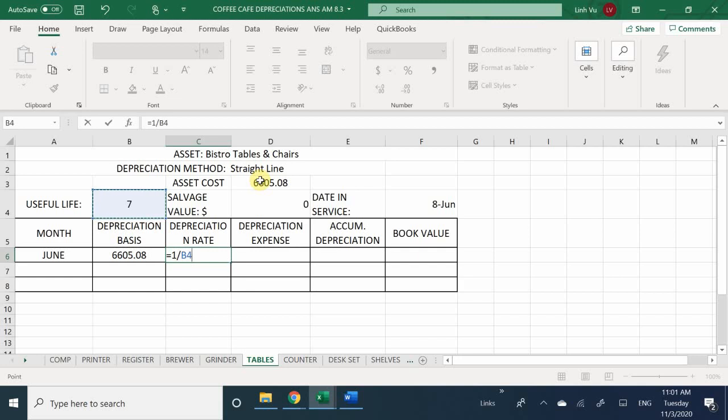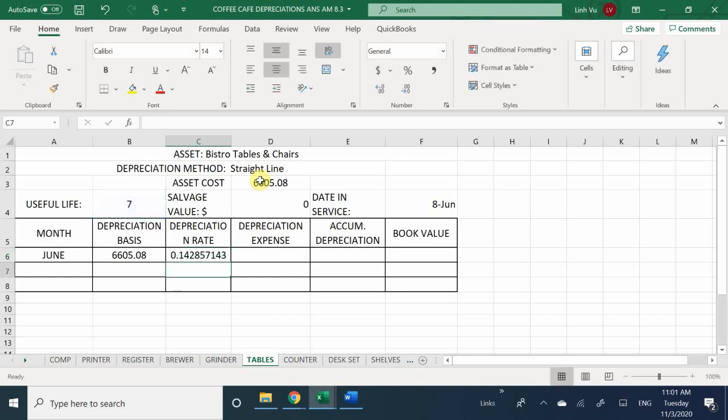I have 0.14. 0.1428. So it's going to be 1 divided by its estimated useful life, right? So 1 divided by 7. And I would recommend you leave this amount in there so we can have an accurate depreciation expense.